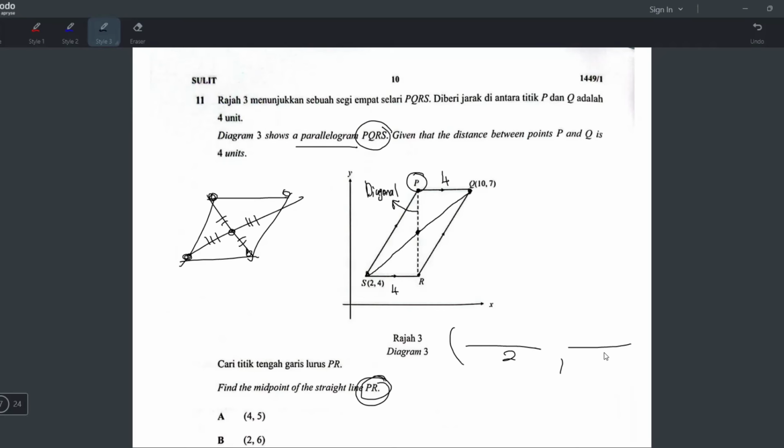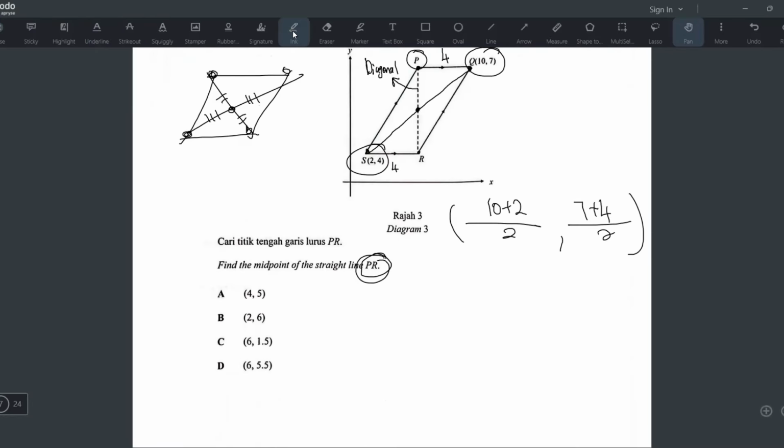The titik tengah. Okay, so kena ambil point yang hujung tambah bagi 2. So 10 plus 2 divide 2. 7 plus 4 divide 2. So press this, you will get 6. 11 over 2. Okay, not this. 11 over 2 is 5.5. Yeah. So the answer is D.